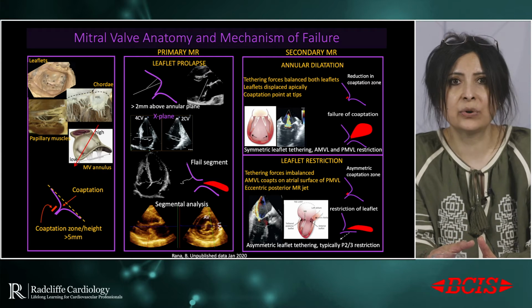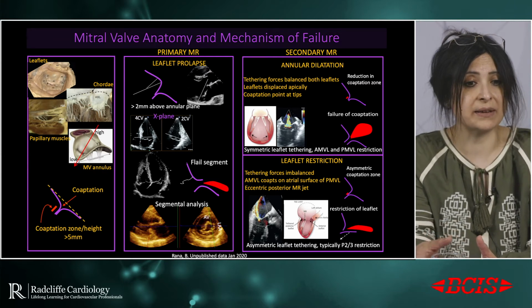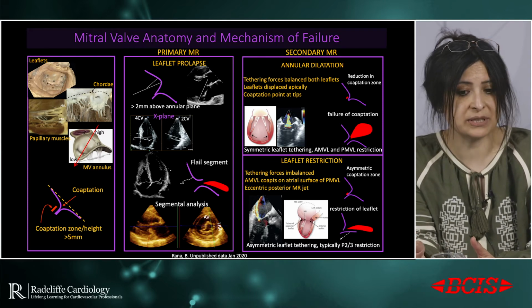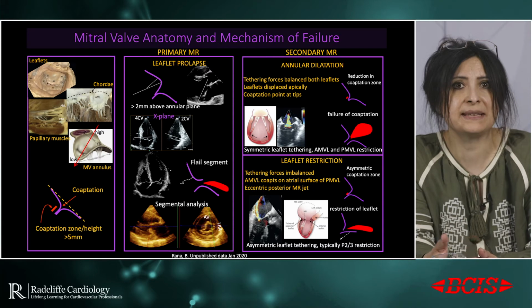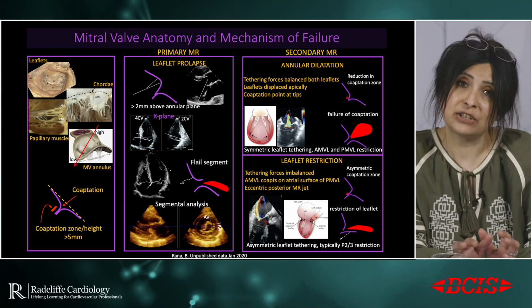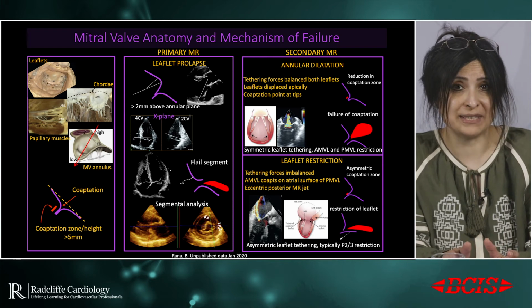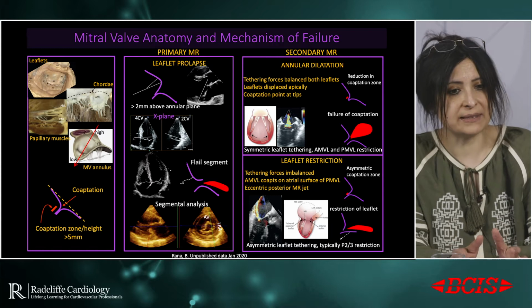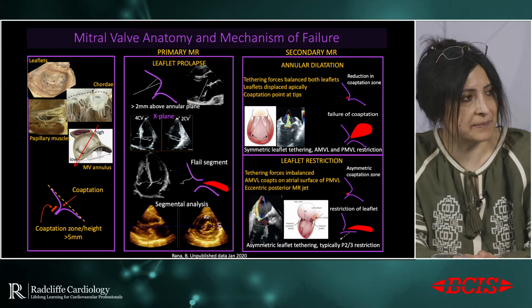So where the subvalvular structures are either significantly elongated but typically ruptured, so primary cords are ruptured, you get an eversion of the leaflet tip into the left atrium. And if you see that, you don't even have to put colour on the valve. What you know is that you're looking at severe mitral regurgitation. So that's the primary entity.